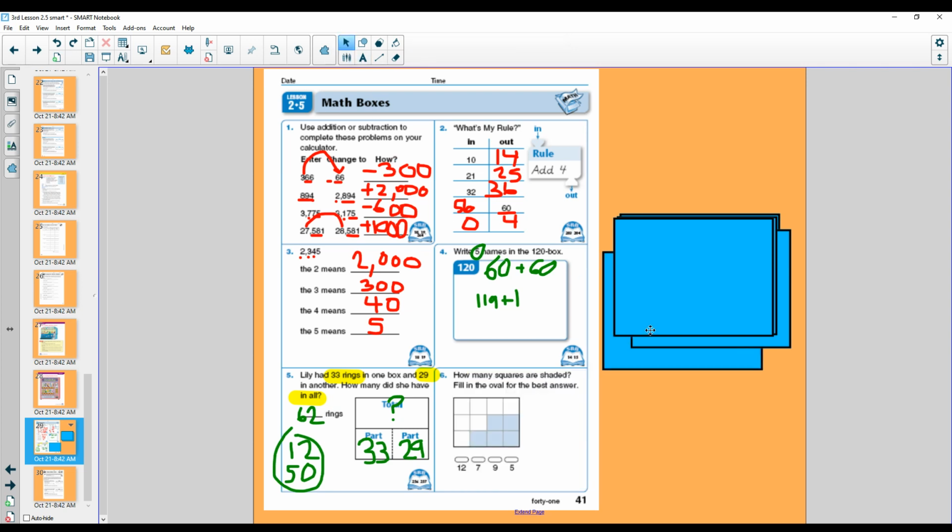It's coming. All right, how many squares are shaded in the oval for the best answer? 1, 2, 3, 4, 5. That one was easy. Hopefully you got that one right.